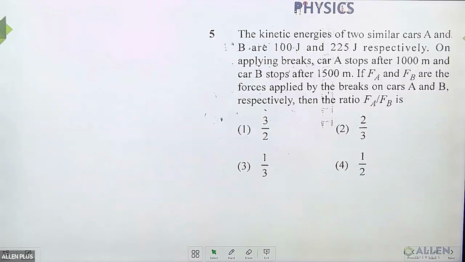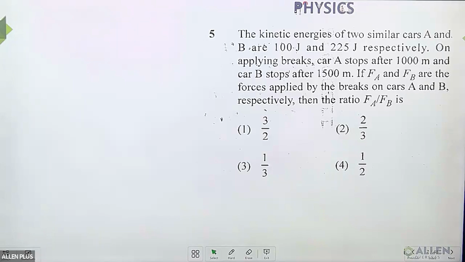The kinetic energies of two similar cars, A and B, are 100 joules and 225 joules respectively. On applying the brakes, car A stops after 1000 meters and car B stops after 1500 meters. If F_A and F_B are the forces applied by the brakes on cars A and B respectively, find the ratio of F_A by F_B.